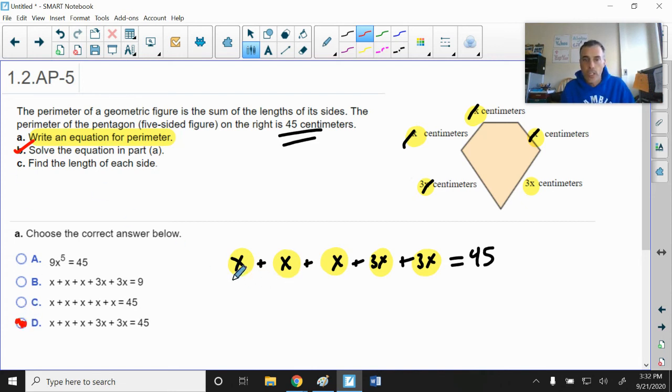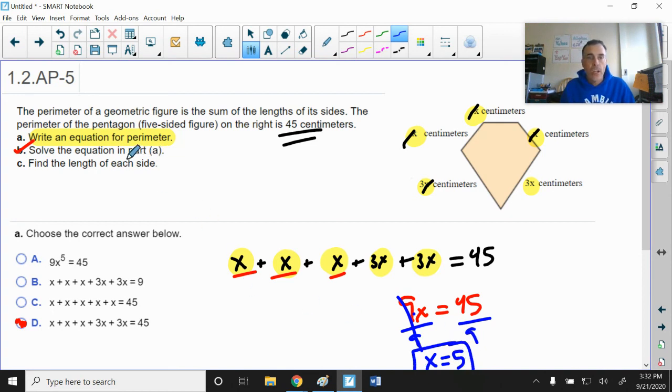Okay, to solve the equation, I'm going to combine like terms. So x plus x plus x is 3x, 3x and another 3x is 6x, and 6x and another 3x is 9x. So it looks like if I combine all of my like terms, I get 9x equals 45. 9 times a number is 45. And to figure out what that is, I'm going to undo that times 9. I'm going to divide the left side by 9, divide the right side by 9. 9 divided by 9 is 1, and 1x equals 5. So I solved the equation in part A and got x equals 5.